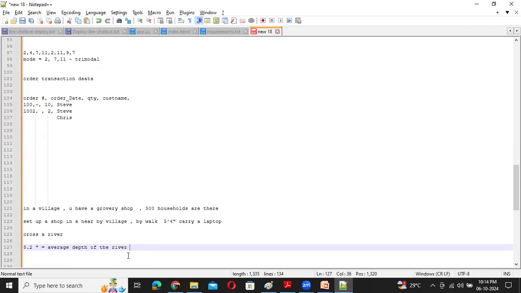Okay. So based on the average or the mean, which is nothing but central tendency, can you decide to go by walk to cross the river? Because both the guys are not tall and both of them are carrying their laptops. If the river depth is more, what will happen? Both of them may get drenched and even the laptops will get drenched.